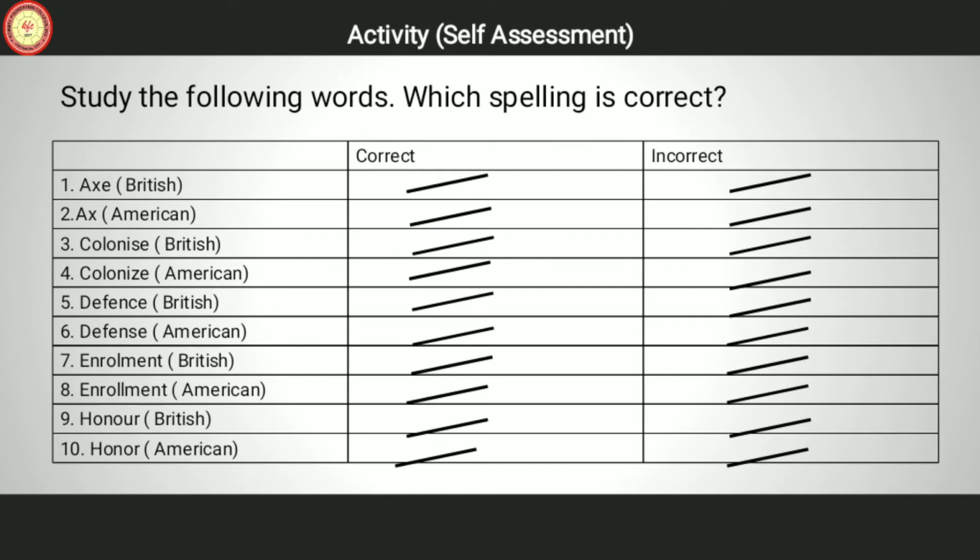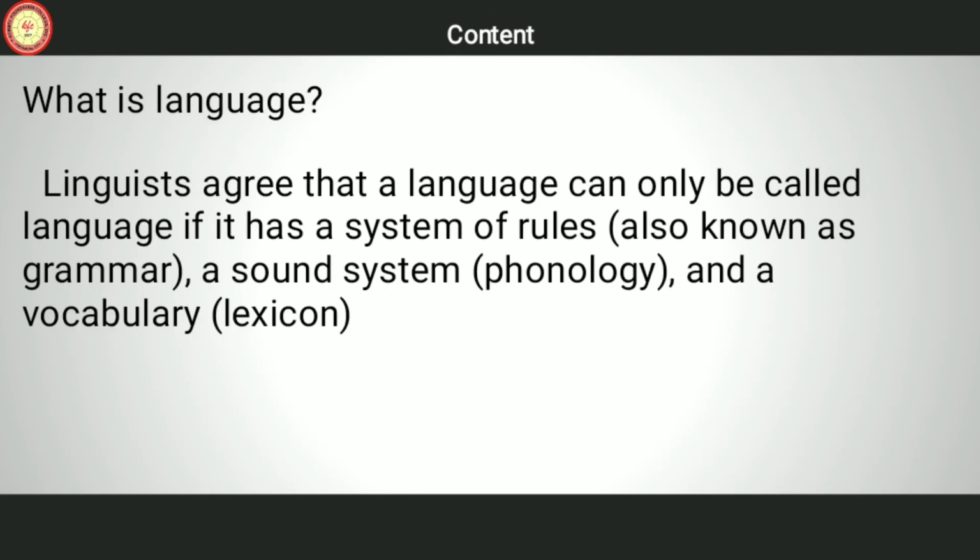Words in British ending in ISE, it's British, but in American, it's IZE. The same with defense. If it ends with ENCE, that's British, and ENSE, that's American. So the same with the word enrollment. 1L is British, 2L is American English. Honor with U, that's British. Honor without U is American English.